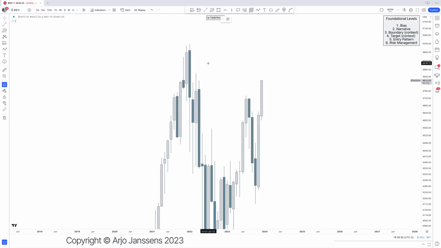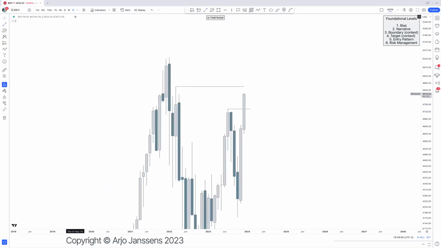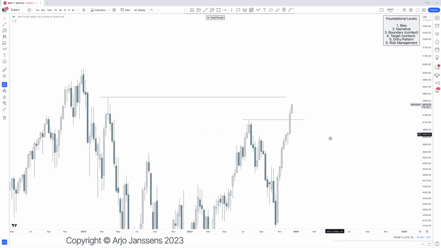The closest PD array, the first premium array that we have right there on the monthly, is that swing high. Then after, we also have this discount rate in the form of these highs right there. All right, now we go into the weekly and we do the exact same thing.